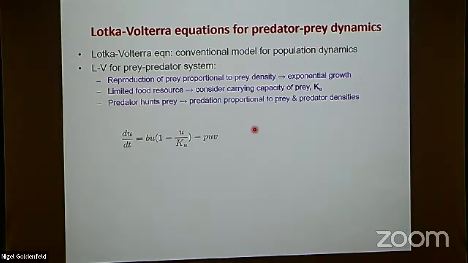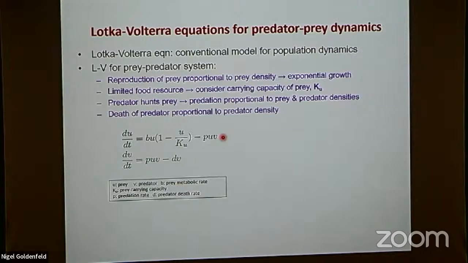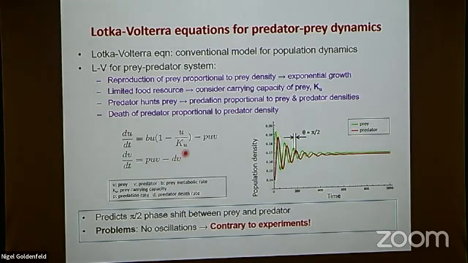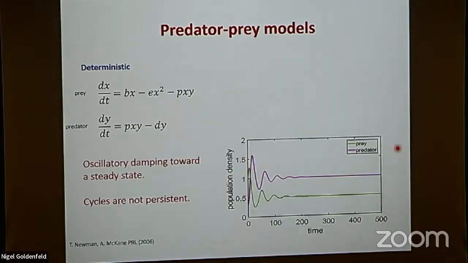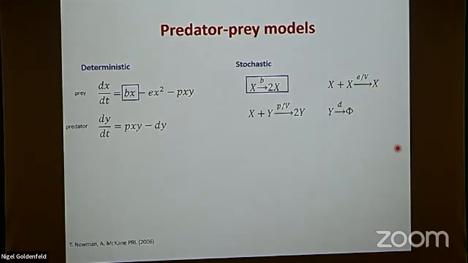Then the predator hunts the prey, and the predation probability is proportional to the prey and predator densities, so you get this term PUV. And then the predator, denoted by V here, is born at a rate given by how many prey it has, and then it can also die off. And those are the solutions that I showed you go to fixed points and not to what you want.